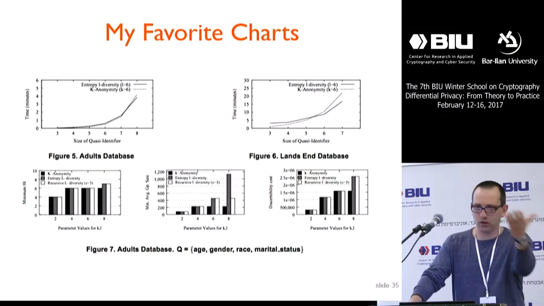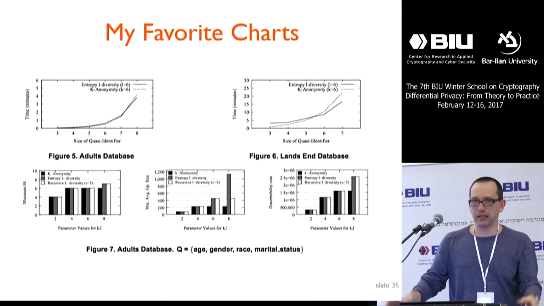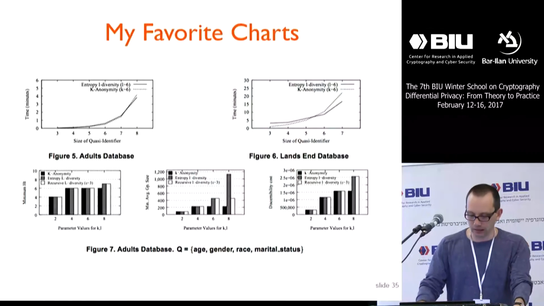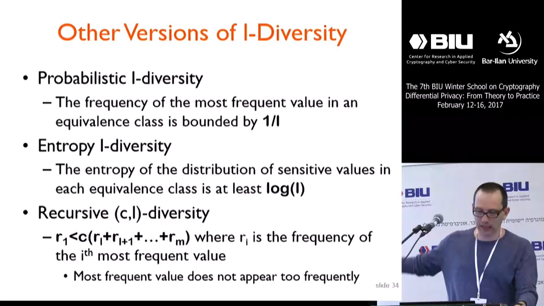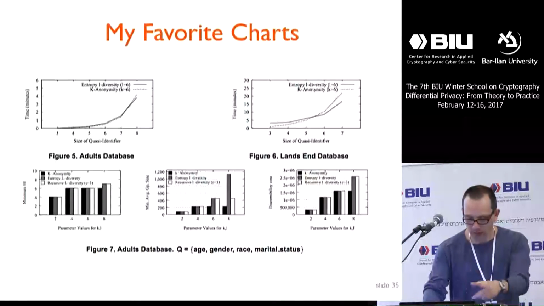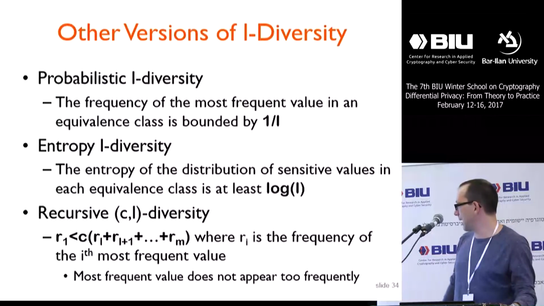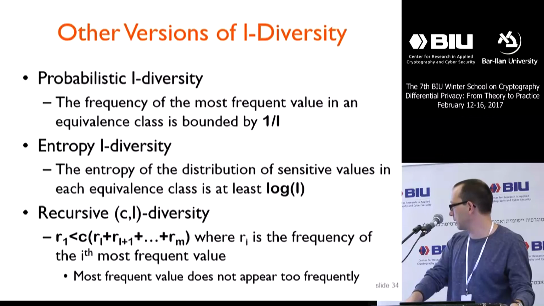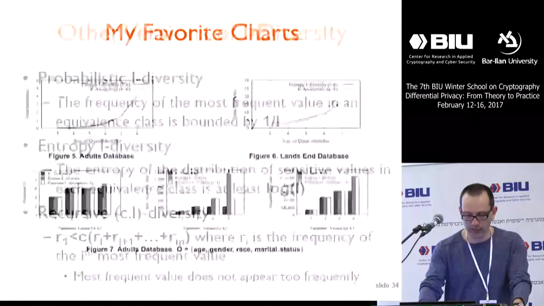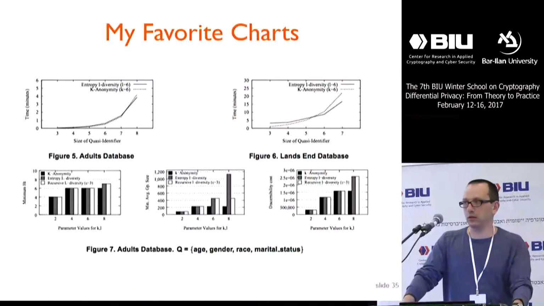I just talked about this. You know what K-anonymity is: K defines the size of the equivalence class on quasi-identifiers. And L, if you forgot what it is, that's what L is. Here they're looking at entropy L-diversity, so they say the entropy of the distribution of sensitive values in each equivalence class is at least the logarithm of L. So does anybody notice anything about this?